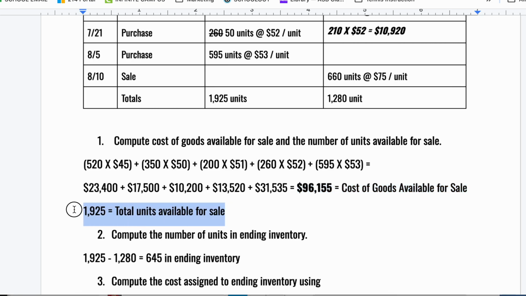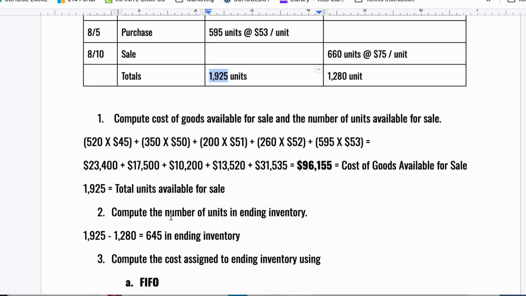And then my total units available for sale is 1925. That's just 520 plus 350 plus 200 plus 260 plus 595. That's also listed right here. And then my number of units in ending inventory is just that 1925 minus 1280.